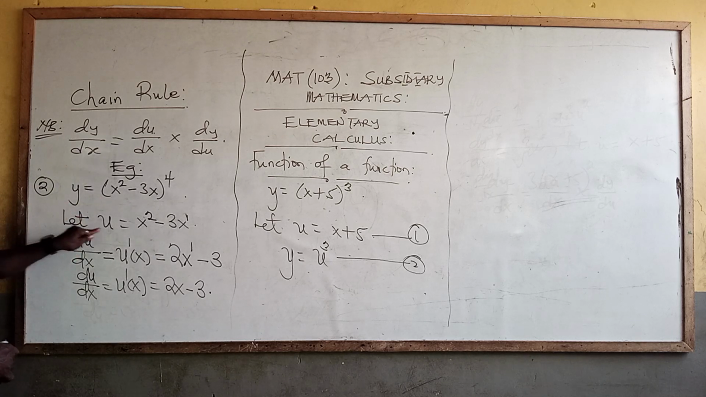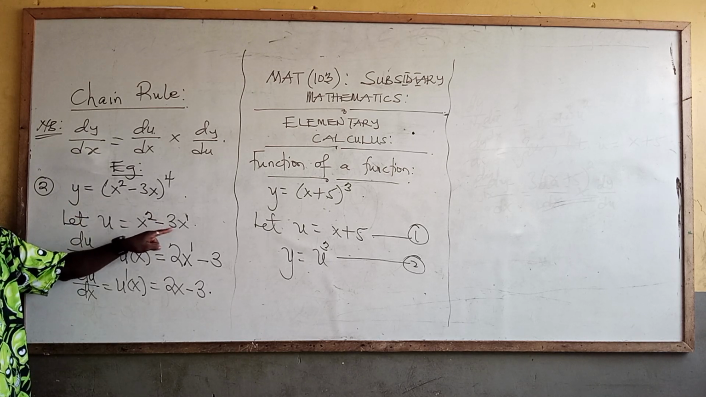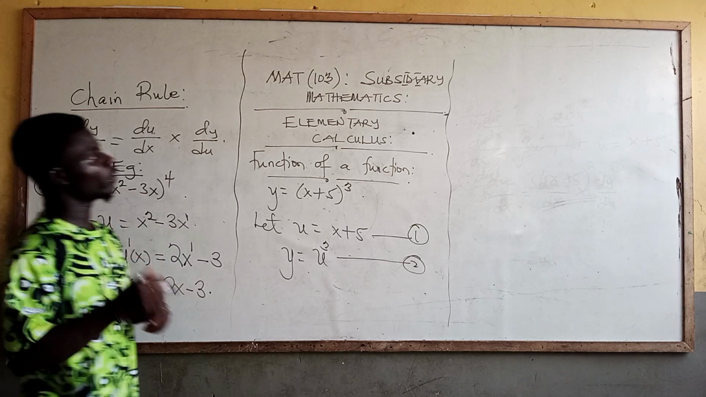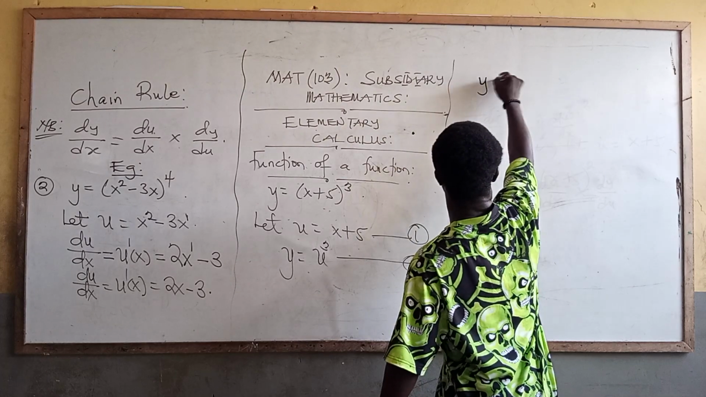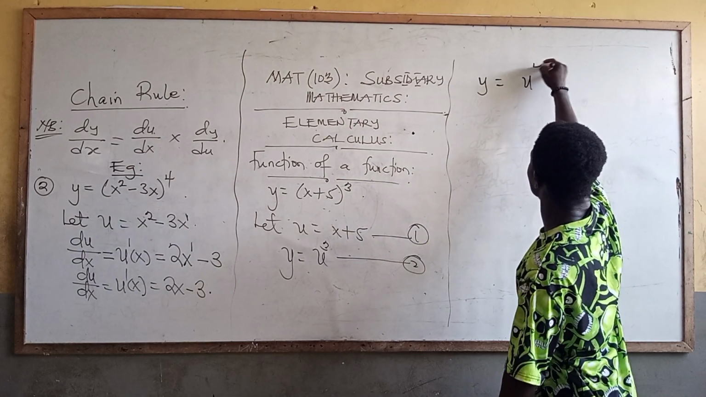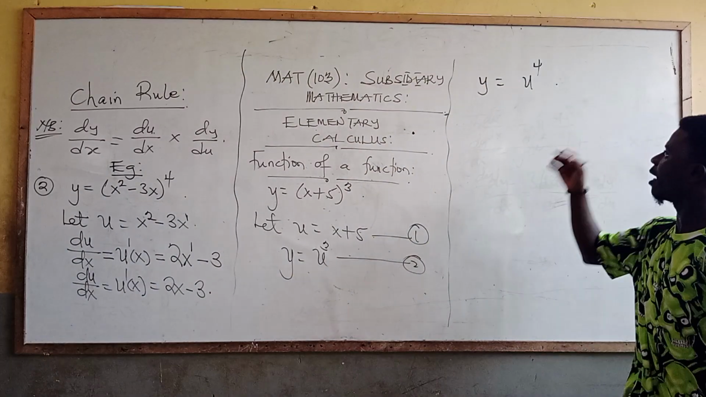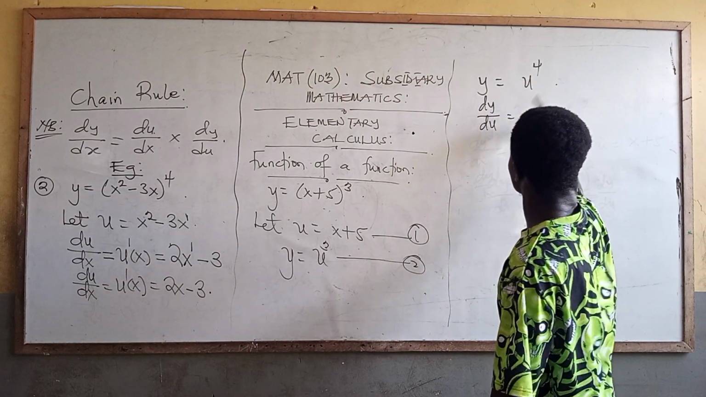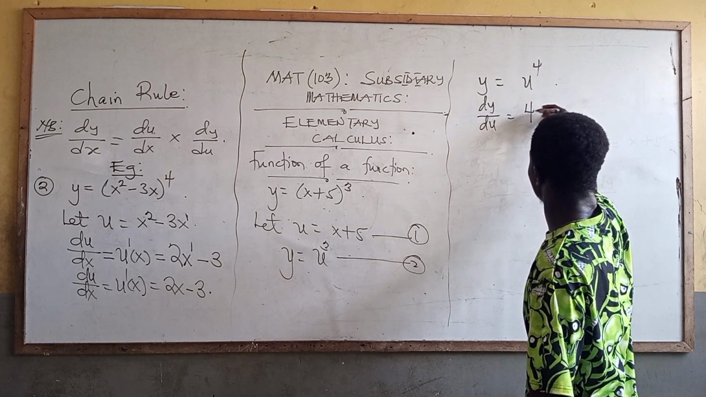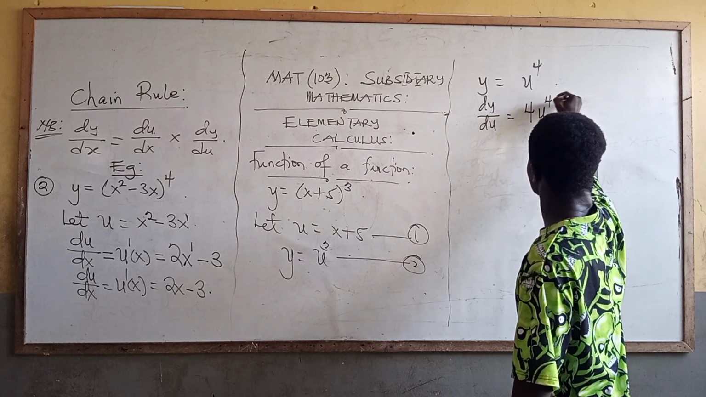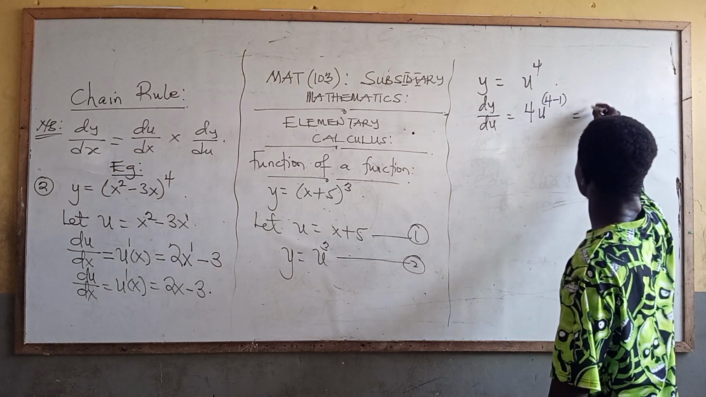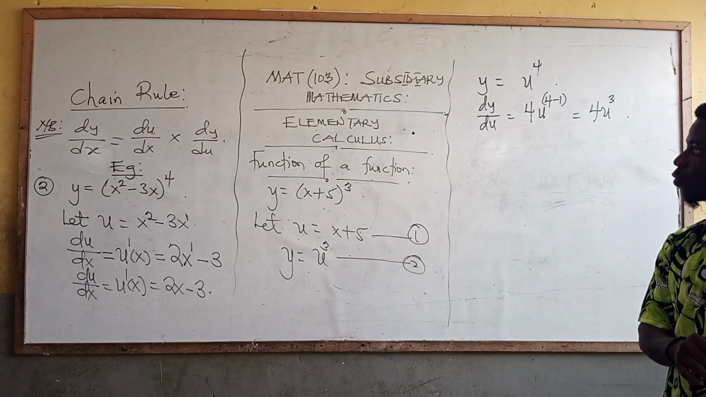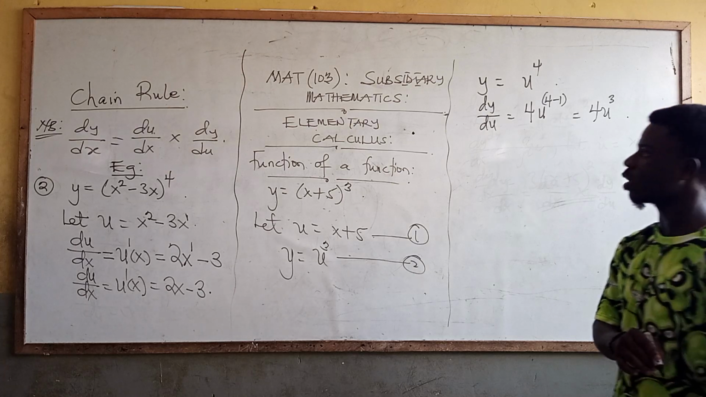Now we are proceeding. Then we can see that if u equals x squared minus 3x, we can substitute u into that. So I get y equals u exponent 4. Now you can differentiate y with respect to u. So that we get 4 drops down, then you subtract 1, so we get 4u cubed. Right.